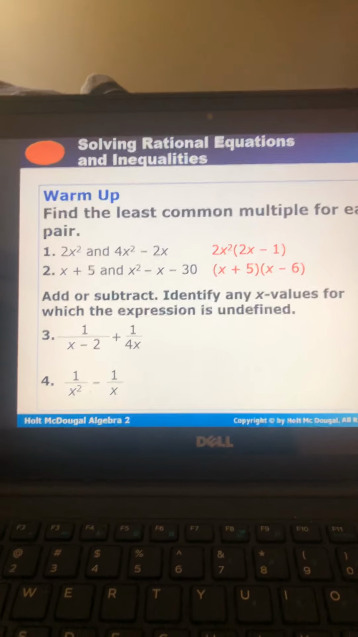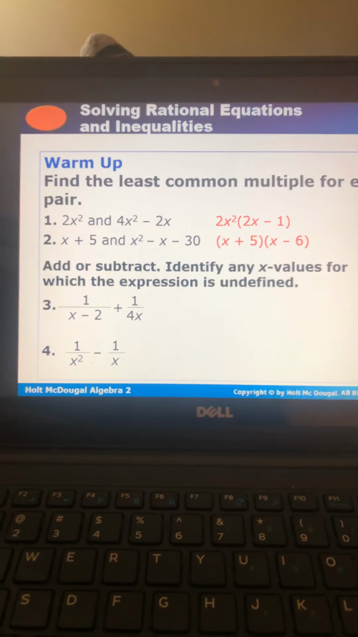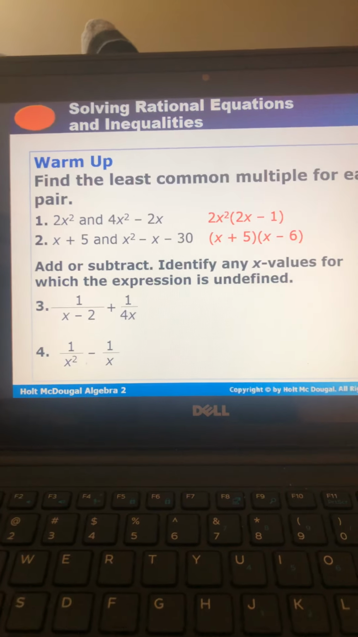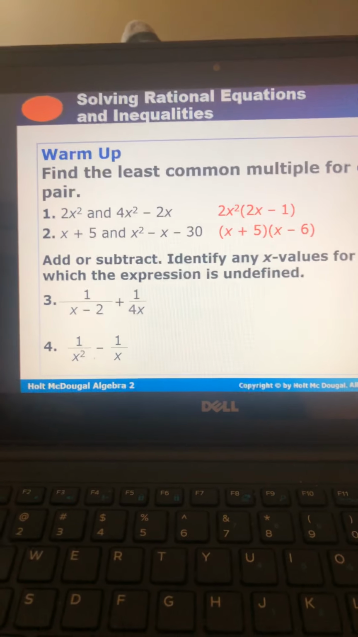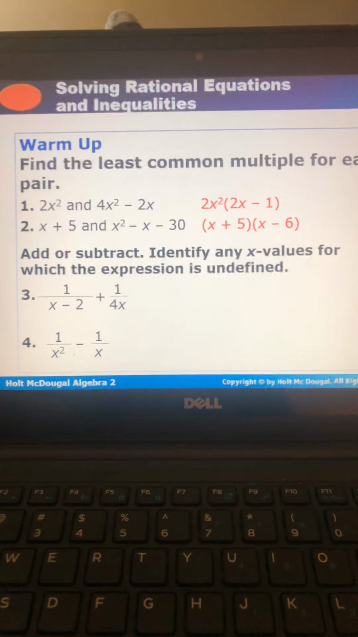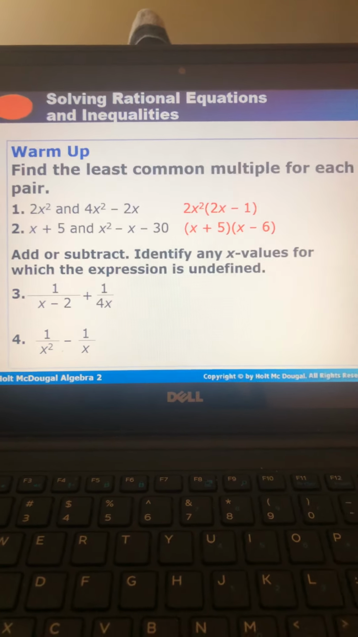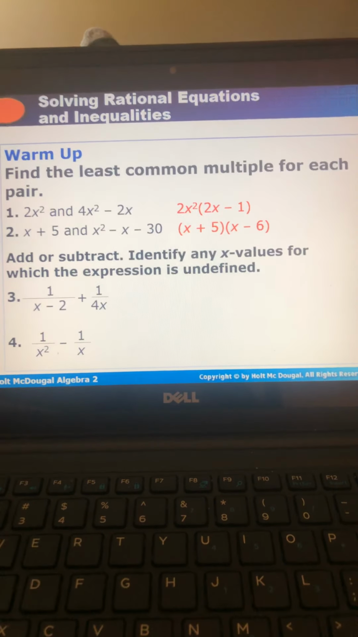Okay, so you need to have your PowerPoint on solving rational equations that I sent out to you on Wednesday. That's yesterday on the 15th, which was Digital Day 16. So I'm on the first page of the warm-up, which is saying find the least common multiple for each pair.